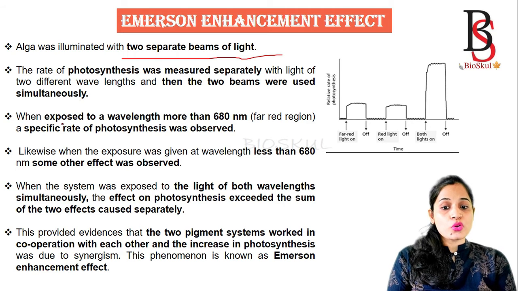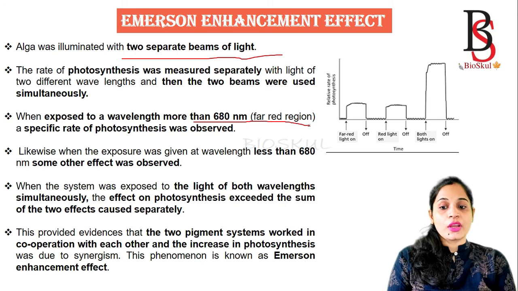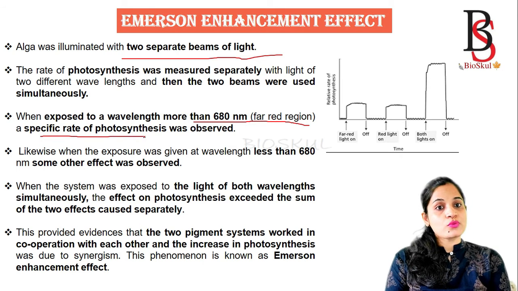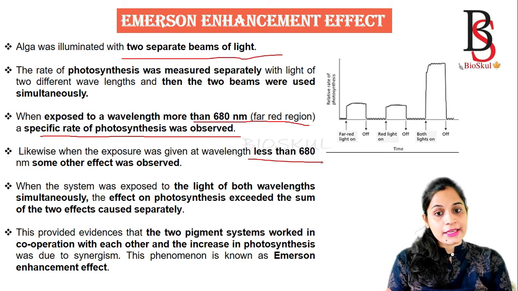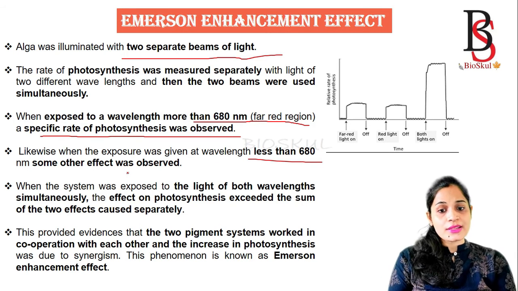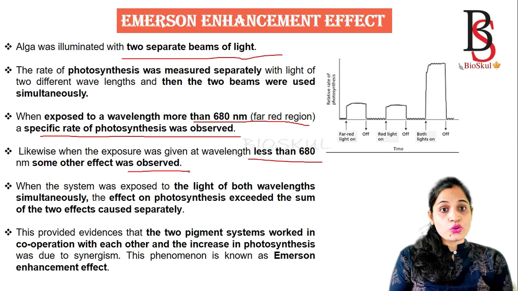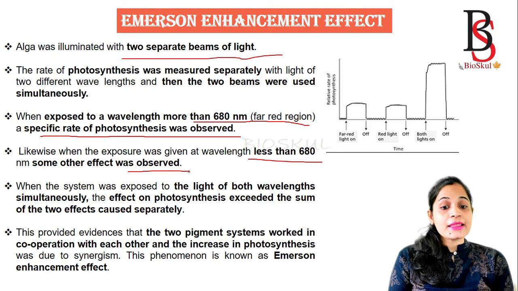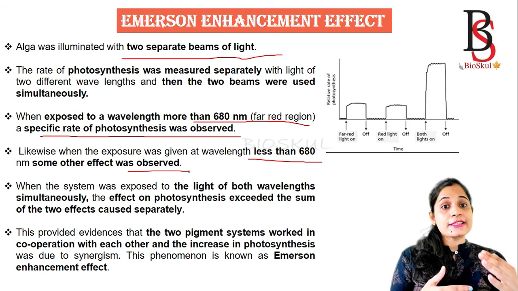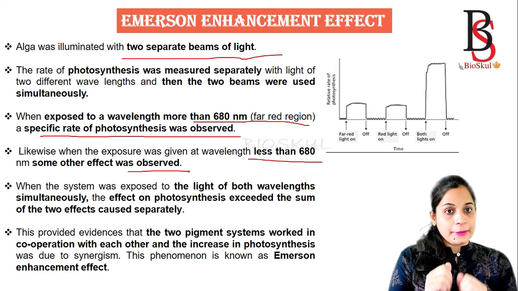When exposed to a wavelength more than 680 nanometer, a specific rate of photosynthesis was observed. Likewise, when exposed to a wavelength less than 680 nanometer, some other effect was observed. But when the system was exposed to light of both wavelengths simultaneously, then the rate of photosynthesis exceeded the sum of the two effects caused separately.